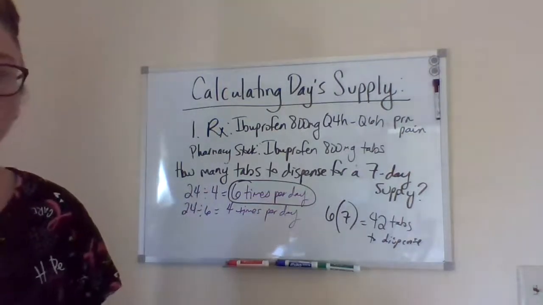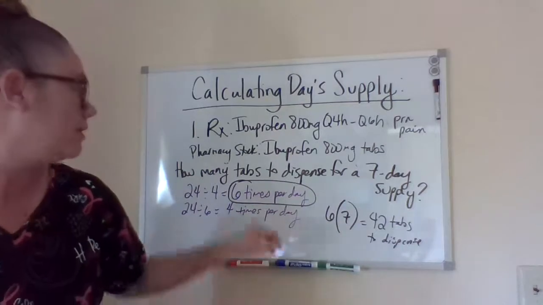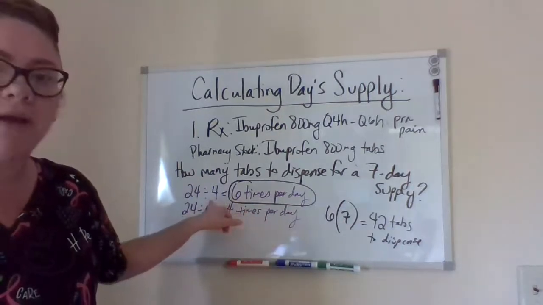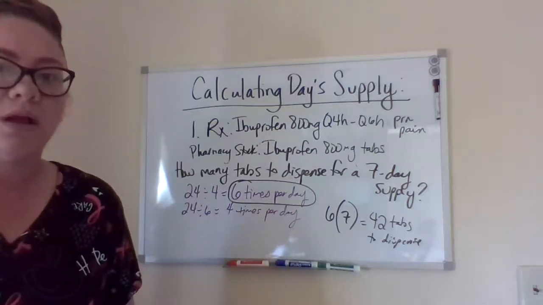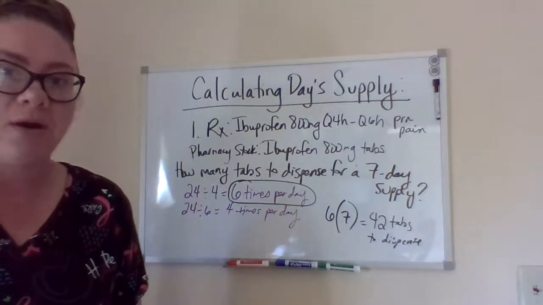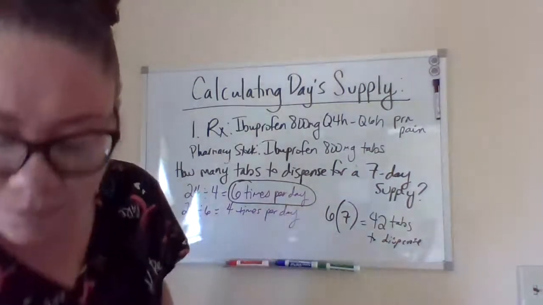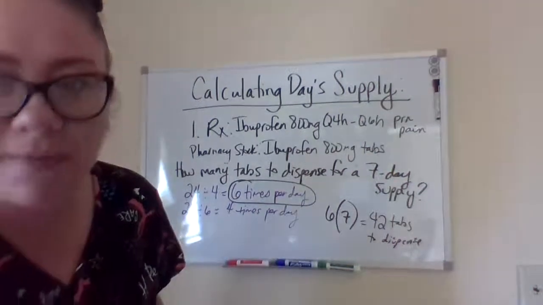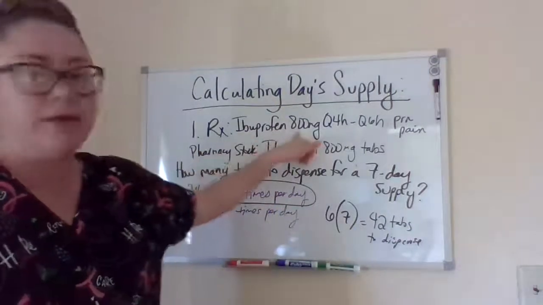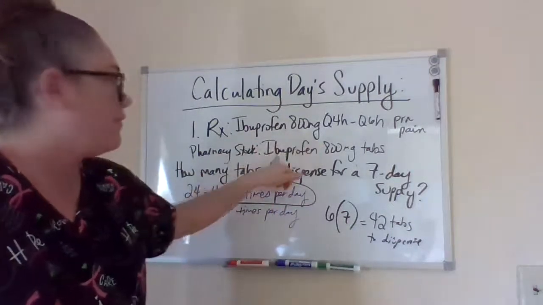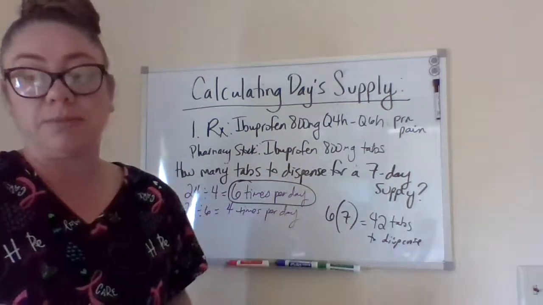I'm going to block that up a little bit so you can see it there. So again, here, sorry, the glare, 24 divided by 4 is 6 times a day. 24 divided by 6 is your 4 times a day. All right, so this is calculating supply or day supply. Your problems on your daily assignment are all set up this way. It says RX, it gives you what's been ordered, you have a pharmacy stock, and then it asks you for a specific day supply amount.